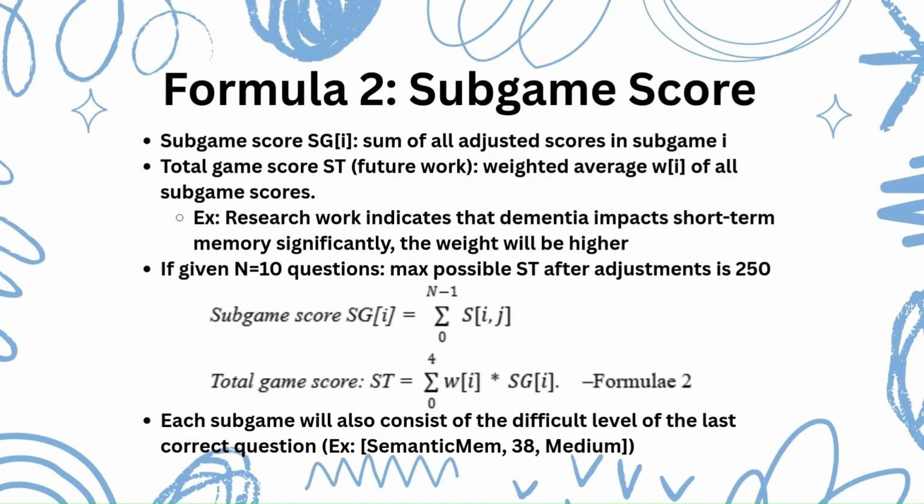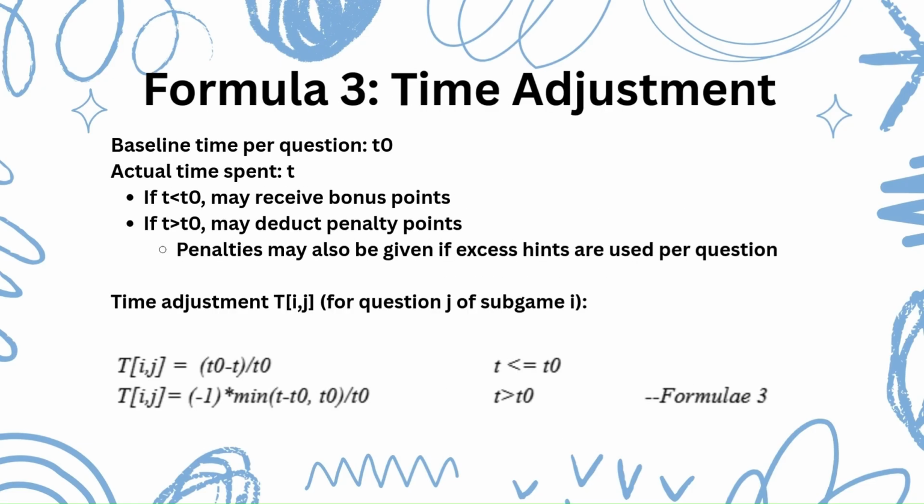In addition to the total score, the difficulty of the last correctly answered question will be attached to the subgame array. As an example, one player can have semantic memory with a score of 38 and reach a difficulty of medium. Assume the baseline time for answering a question is t0, and the player takes t time to answer that question. For faster answers where t is less than t0, the player may receive bonus points. However, for slower answers where t is greater than t0, penalty points may be deducted from the player's score.